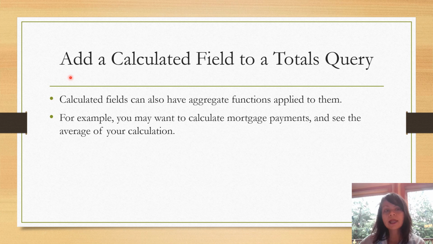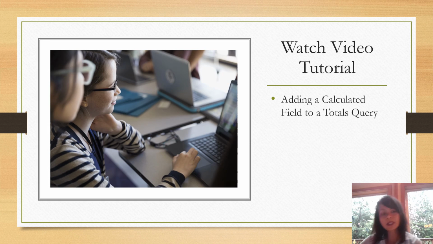Next, let's look at adding a calculated field to a totals query. Calculated fields can have aggregate functions applied to them. For example, you might want to calculate mortgage payments, see the average of your calculation, and so on. Let's watch the video tutorial on adding a calculated field to a totals query. And that would be our last video tutorial for Chapter 3.